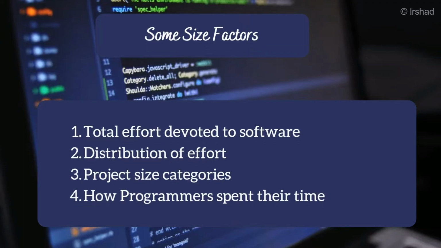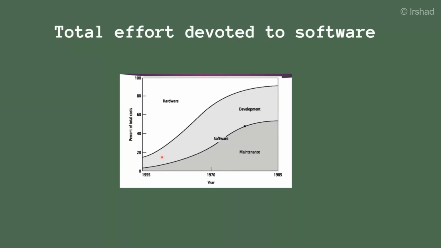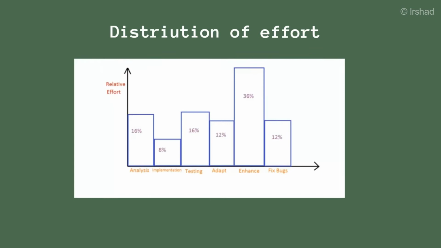Some other size factors are total effort devoted to software, distribution of effort, project size categories, and how programmers spend their time. As I told earlier about this diagram, the effort towards the software gets higher from time to time, and this ultimately affects the cost of the software as well as the size of the software. The more effort is devoted to software, the higher the size of the software will be. Another is the distribution of effort, that is, how the programmer distributes their effort.